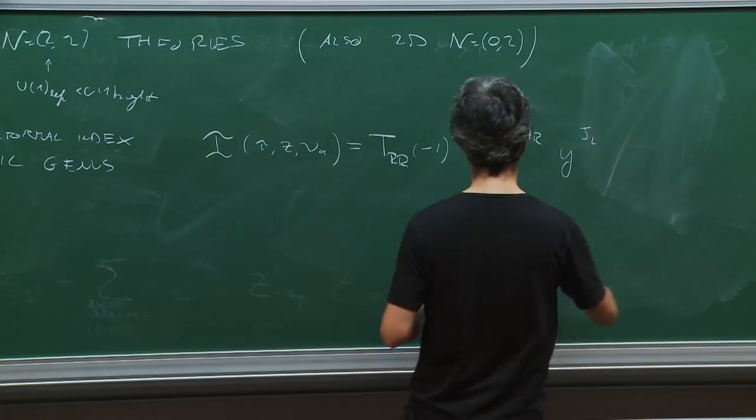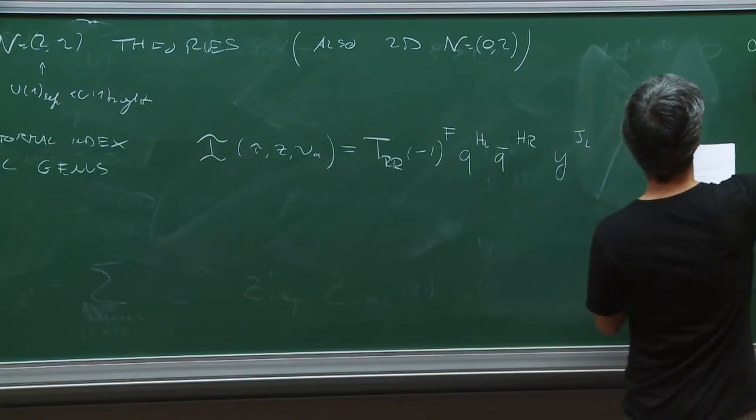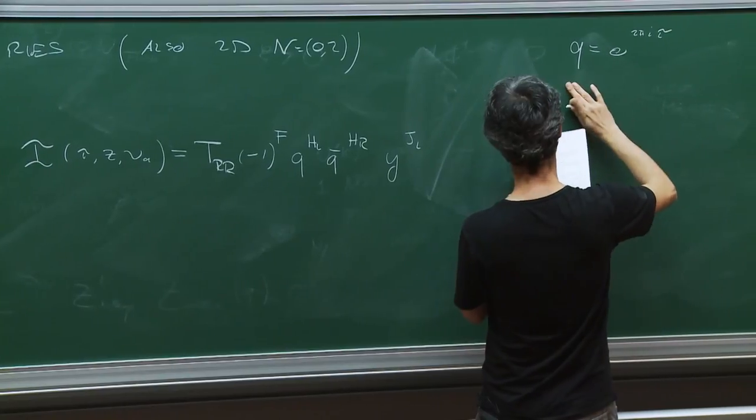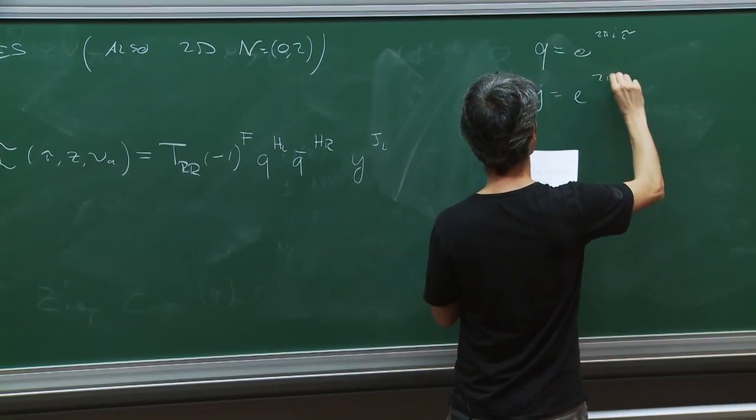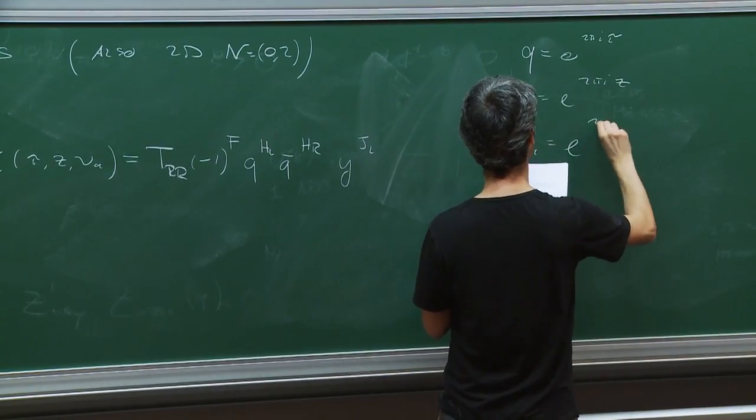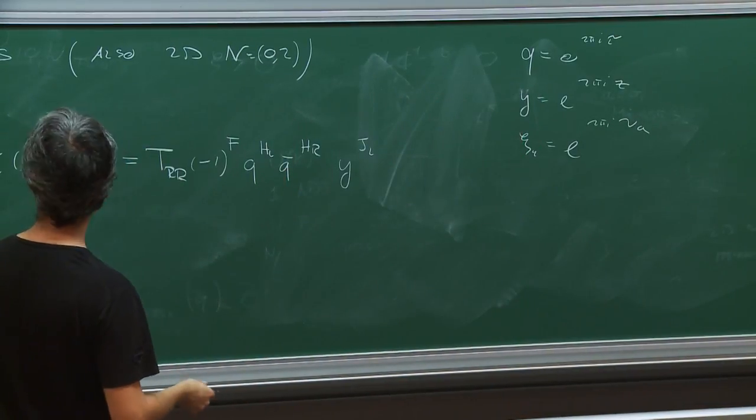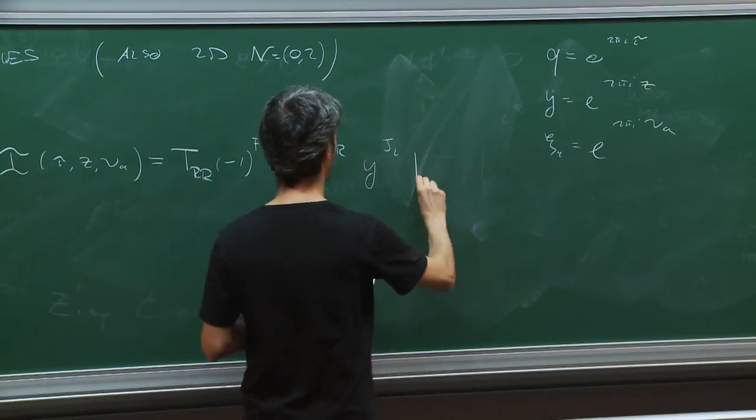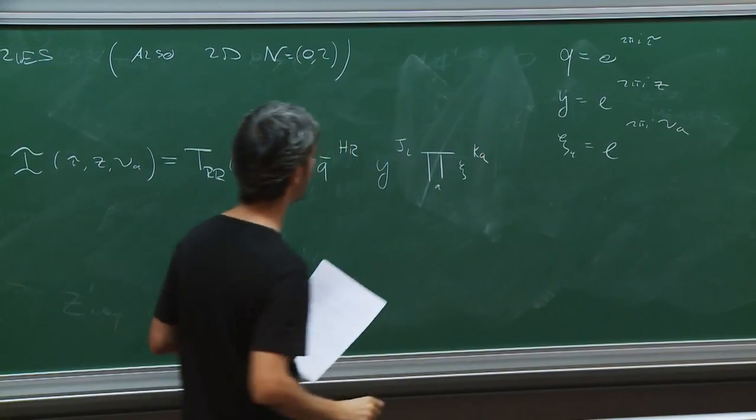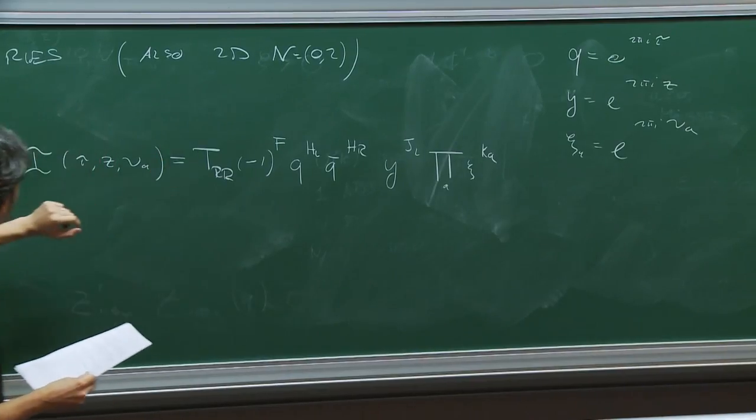So let me write it. Essentially, these are the chemical potentials, and these are the fugacities. This is standard. And then there will be some psi A. And then the theory in general can have some flavor symmetry that commutes with the supercharges, and so we can put fugacities for these flavor symmetries. So this is the object that we can try to define.